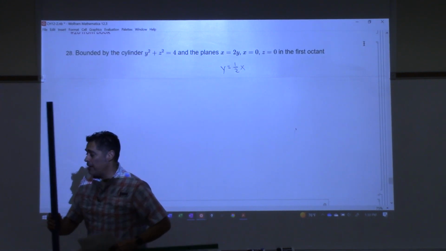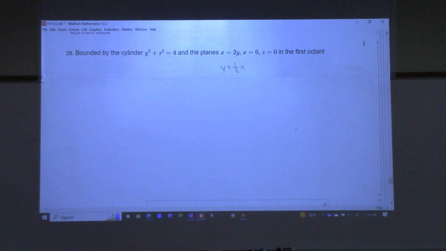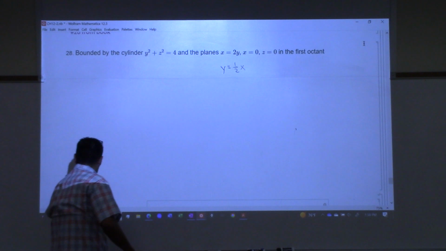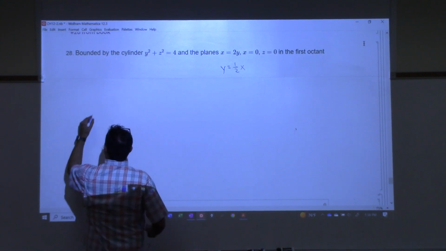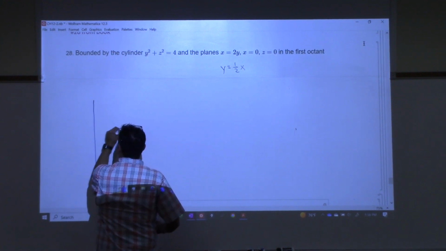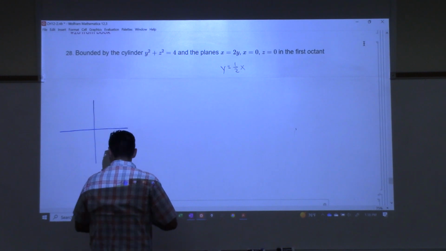So let's do what we did last time. Let's see if we can draw the ground first, right? Let's start to draw what's in the domain. So in the domain, I had x equals 0.